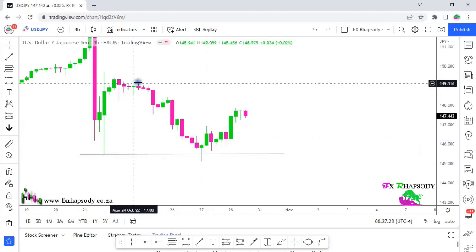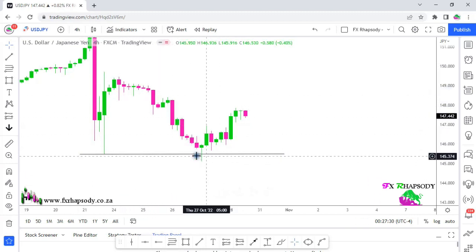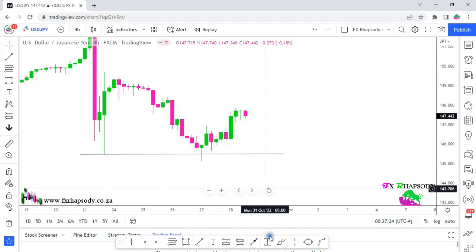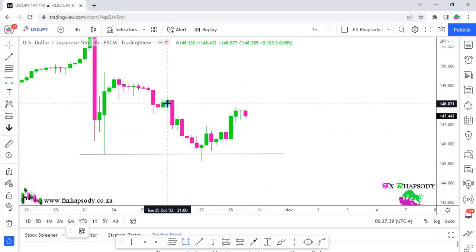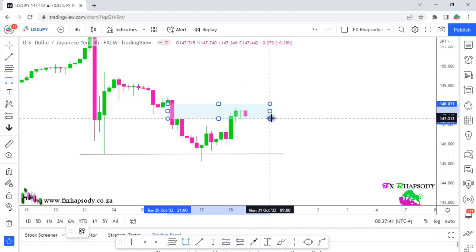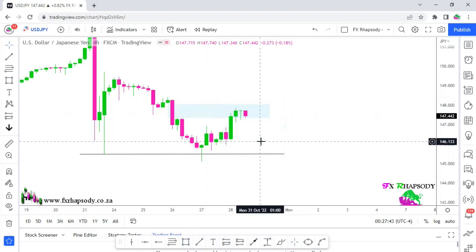And as you can see, price just coming in, touching or tapping into that liquidity over here. And then price started moving upwards again. With this move upwards, there was a fair value gap that was formed. So as you can see, price just hitting that fair value gap area in the market.